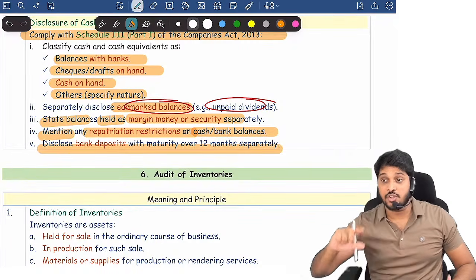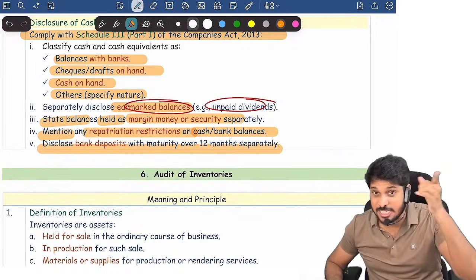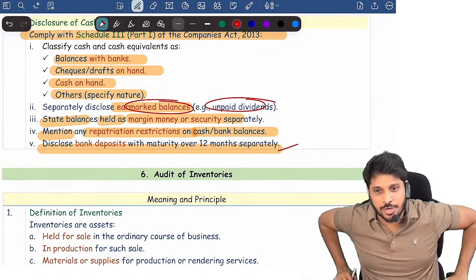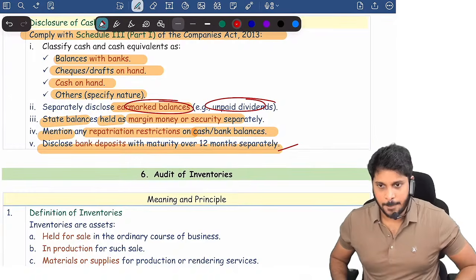Because an FD, even though it is maturing after 12 months, don't think it's a non-current asset, it's a current asset only, but you need to disclose it separately. Are you clear? That's it, guys.